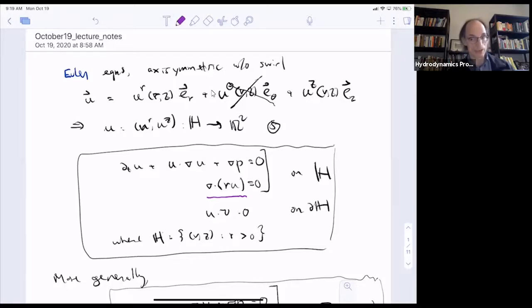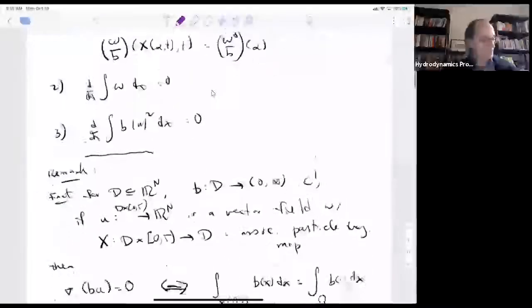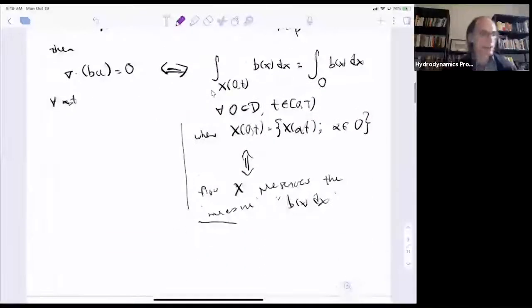And according to this fact I've just stated, this modified divergence free condition exactly says that the measure R dr dz is preserved by the flow, which has to be because it comes from a volume preserving thing in R3. Okay, and so let me see.